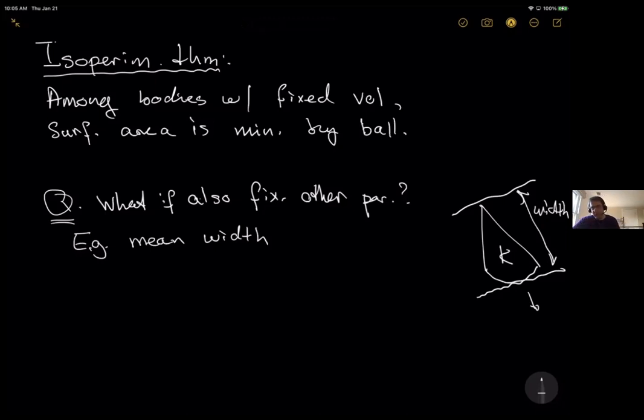But usually what people think is, oh, well, maybe it's an ellipse or something like that. That's the usual answer I get. But in fact, that's not the answer. The answer is very bizarre. The bodies that minimize look like this.